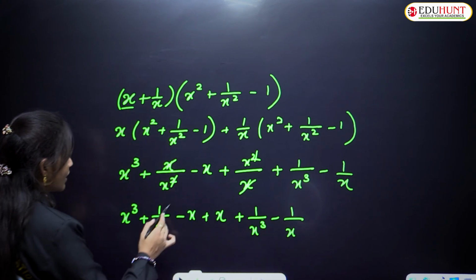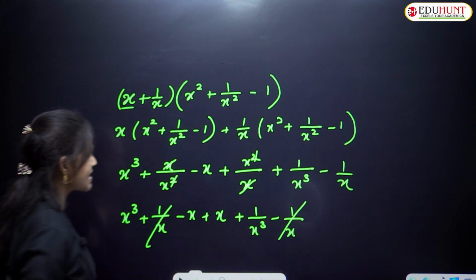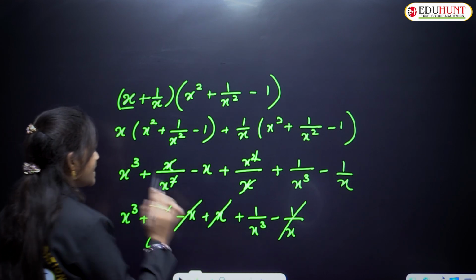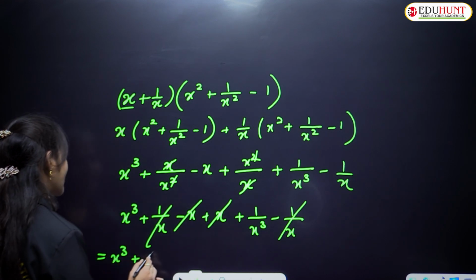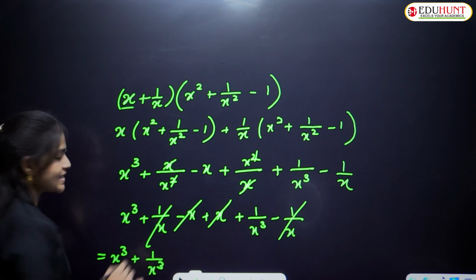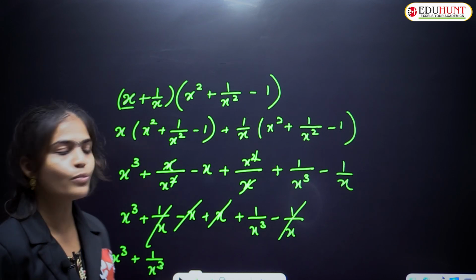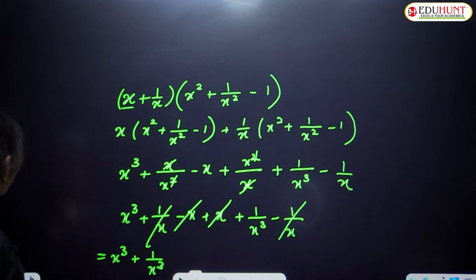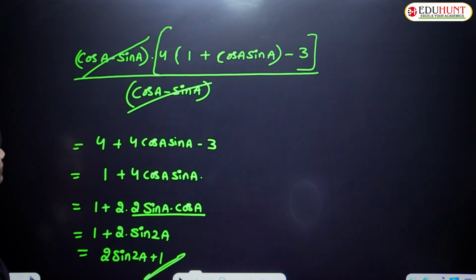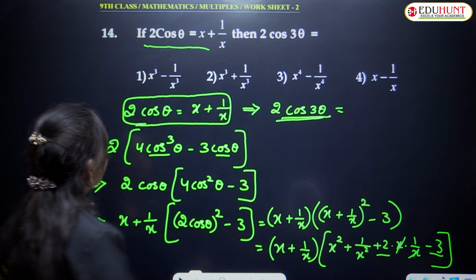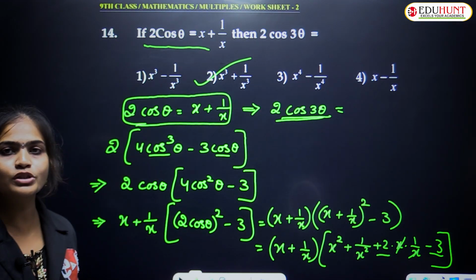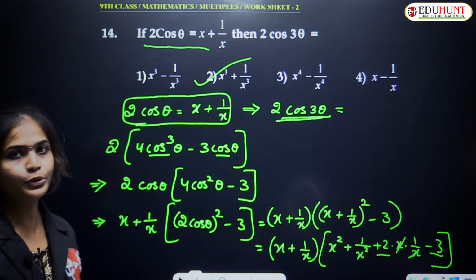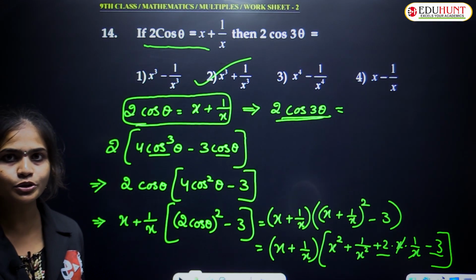So here plus 1 by x minus 1 by x gets cancelled. Minus x plus x gets cancelled. So finally we have x cube plus 1 by x cube. So is that option there or not? See here. Yes, which option is correct? Yes, x cube plus 1 by x cube. So which option is correct? Option 2 is correct here. Am I clear to you?